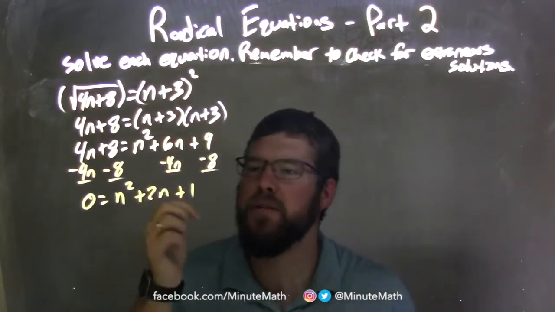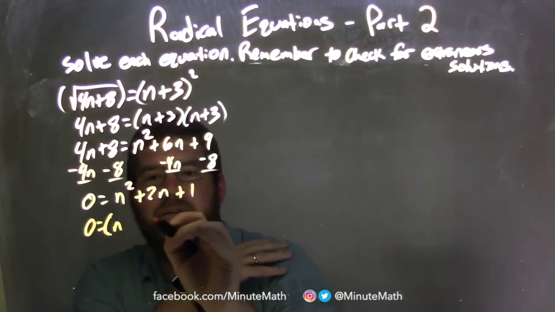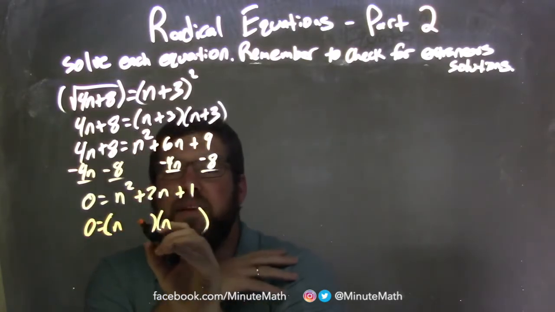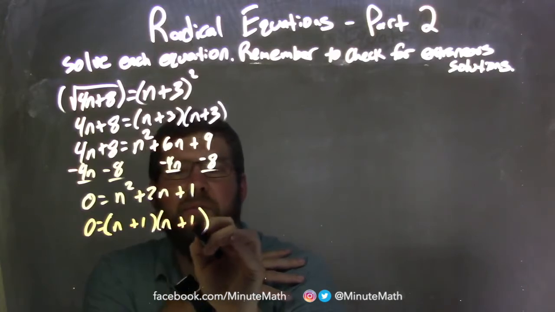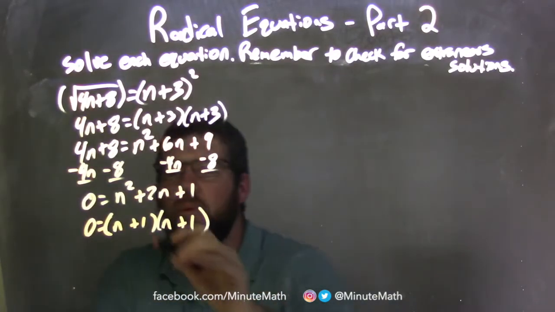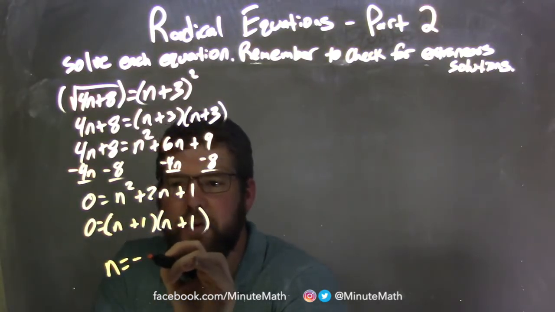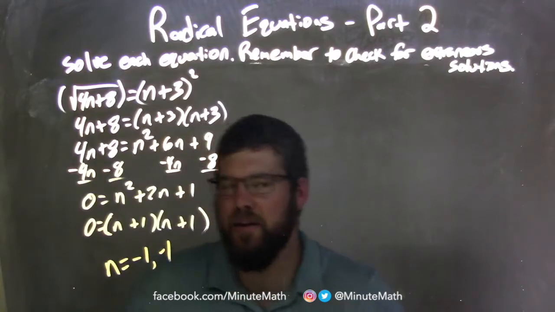So we think about what 2 numbers multiply to be 1 and add to be 0. We factor this out. Well, that's going to be a positive 1 and positive 1, right? 1 times 1 is 1. 1 plus 1 is 2. So when we solve this, set both parts equal to 0, we're left with n equals a negative 1 and a negative 1 here. Okay?